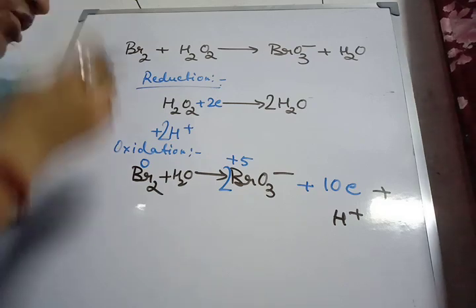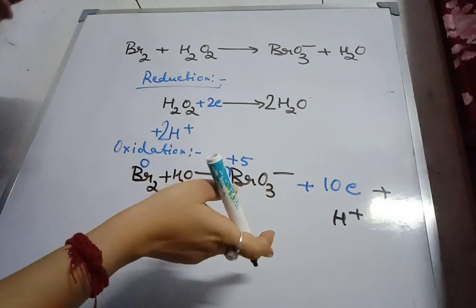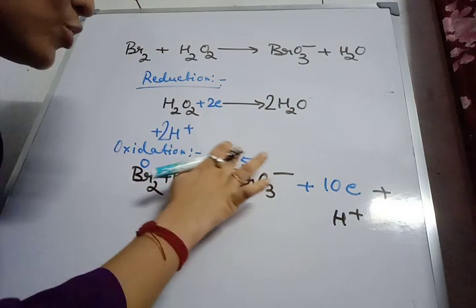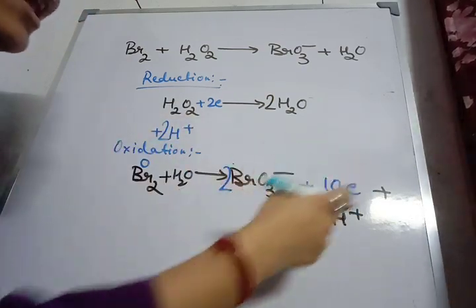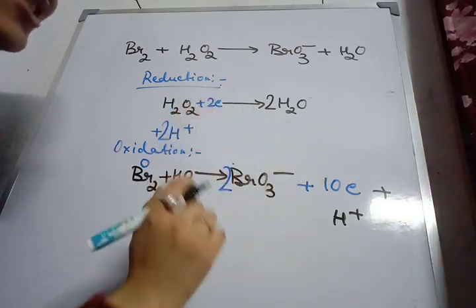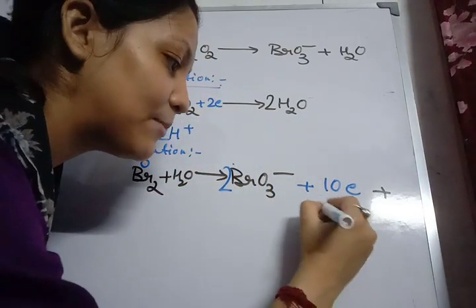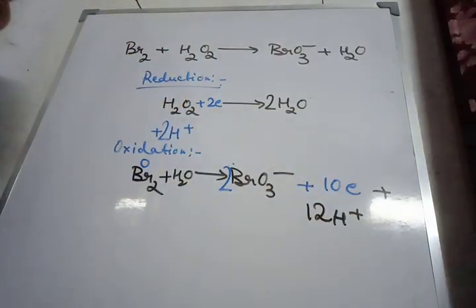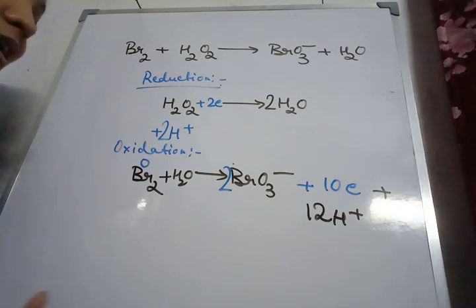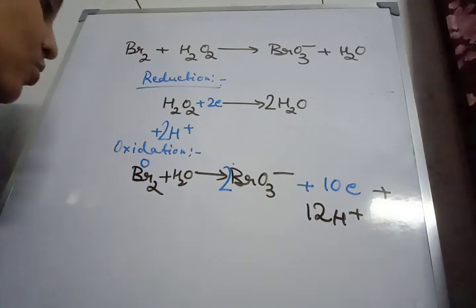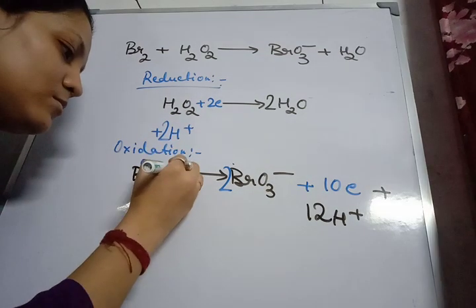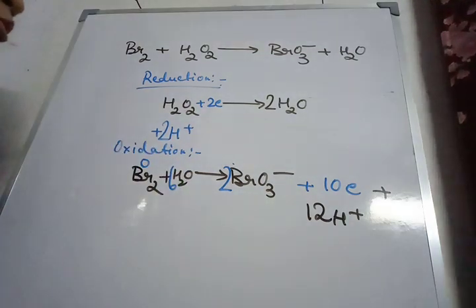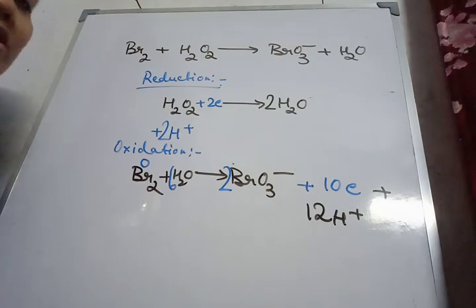So left hand side charge is 0. Right hand side charge is how much? It is -2 for bromate. It is -12 including bromate and the electrons. So hydrogen ions will be multiplied by 12. So overall charge on both the sides will be same. So water will get multiplied by how much? By 6. So both oxidation and reduction half equations get balanced.